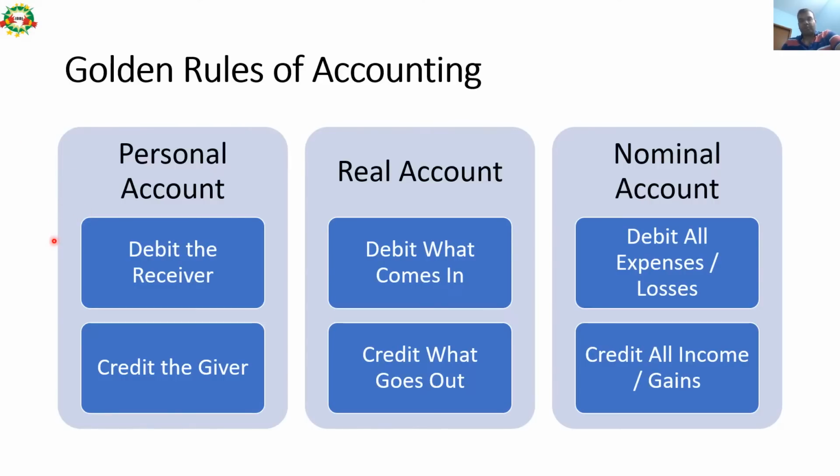So, personal account: debit the receiver, credit the giver. In case of real account, debit what comes in, credit what goes out. And in case of nominal account, debit all expenses or losses and credit all income and gains. Please remember these two slides, this slide and the previous slide. Please have a printout or screenshot of this slide, and try to remember.